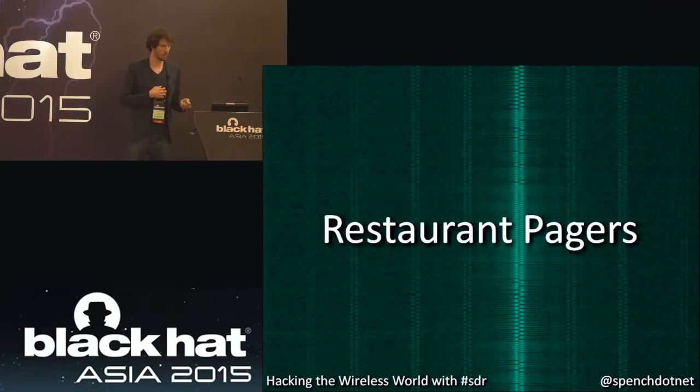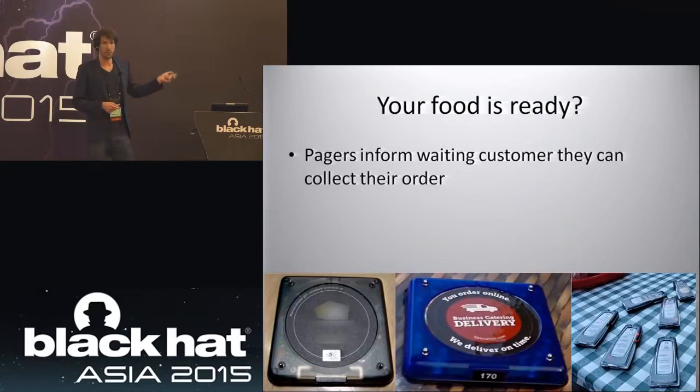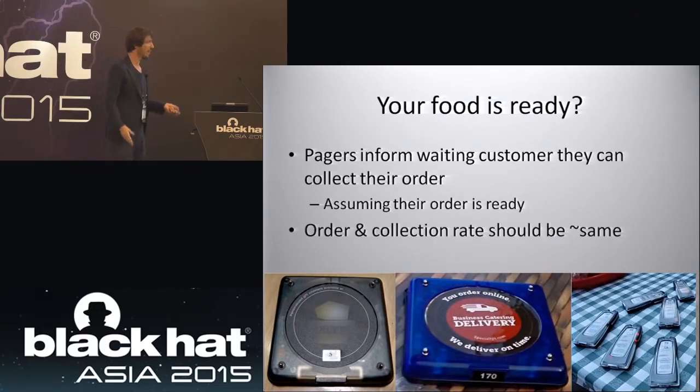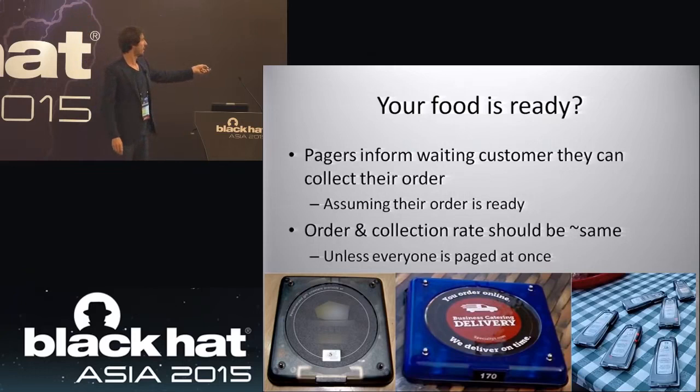So that's that sort of stuff. Restaurant pagers. Who knows about these restaurant pagers? When you go to a restaurant, you make an order and they give you one of these things and it lights up when your order is ready. Right. So again, that's all RF. And everyone assumes that when it goes off, it means your order's ready.